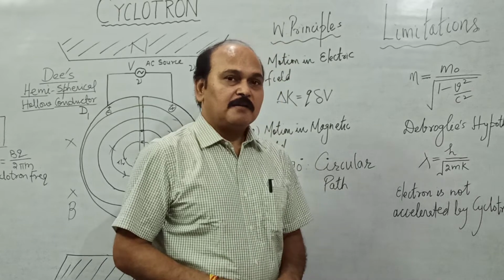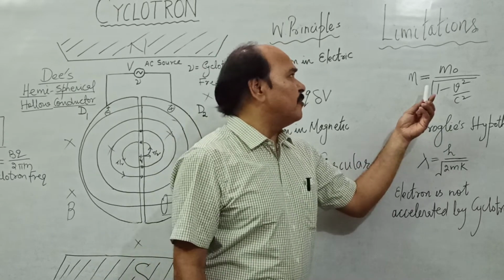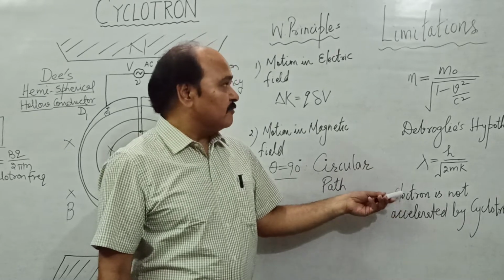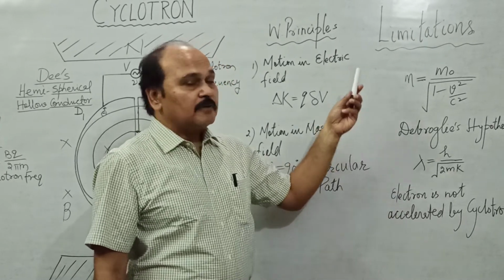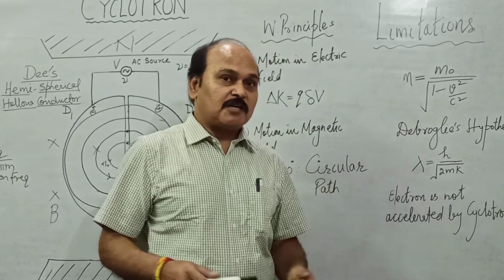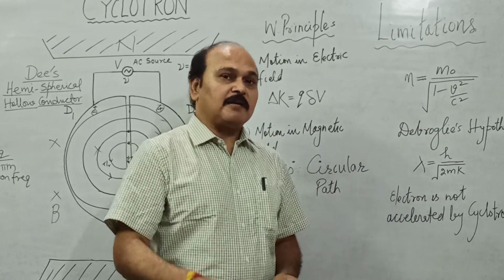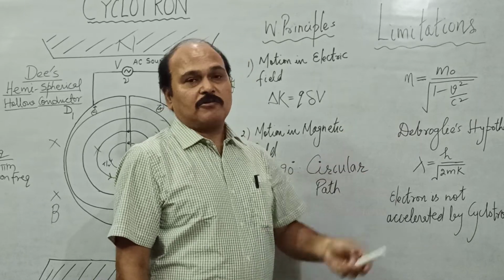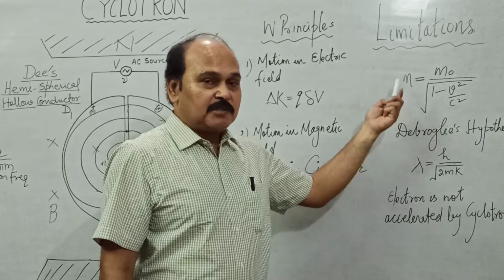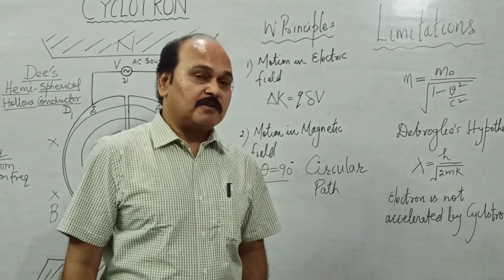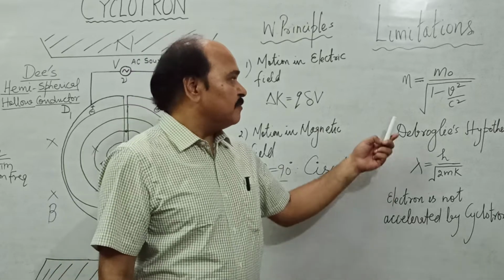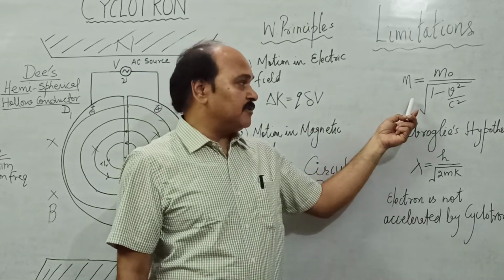Another very important limitation, and that is a very serious limitation, is we do not use cyclotron to accelerate electrons. Electrons are of course charged particles, but we do not accelerate electrons using cyclotrons. Why? Because of course the first reason is relativistic variation of mass. As the speed of the electron increases, the mass of the electron varies by this famous relation of relativity.